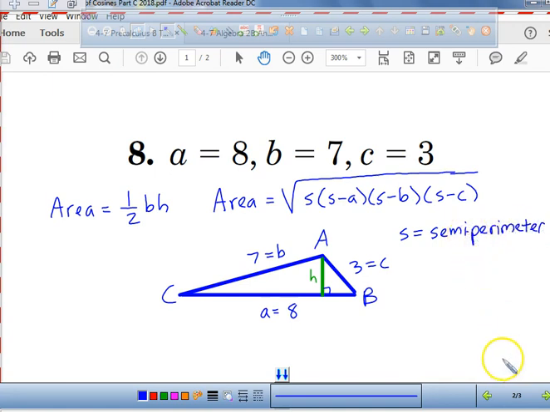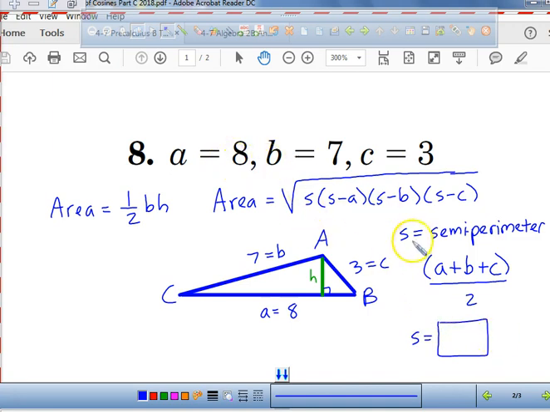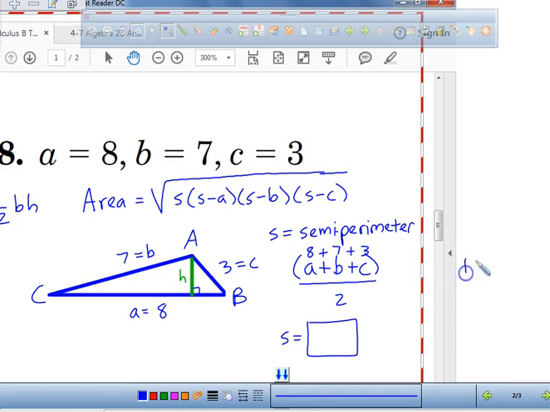Okay? So we have the semi-perimeter, which basically means half of your perimeter. So the perimeter of the triangle is A plus B plus C, but we have to take half of that. So we're going to take A plus B plus C, and we're going to take half of it to find our value for S. All right? So A is equal to 8. B is equal to 7, which gets us 15. C is equal to 3, which gets us 18. And move over here. So what is 18 divided by 2 equal to? That's going to give us a 9.